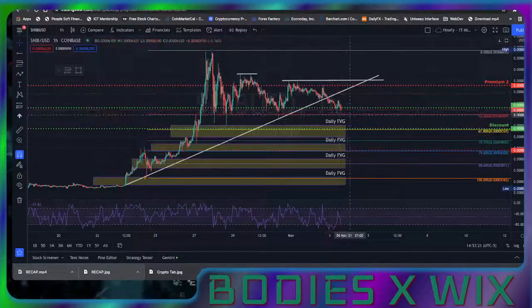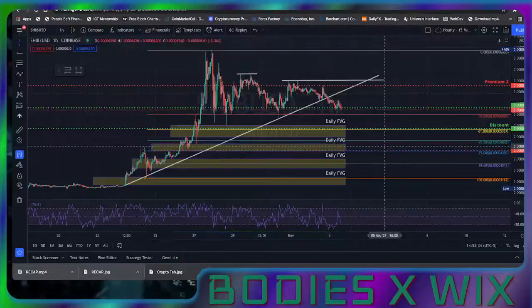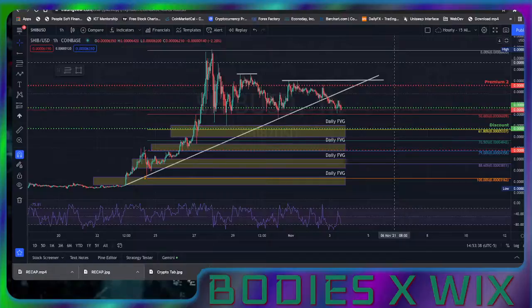So I'm waiting on SHIB to fall. I'm sorry, all you SHIB fans out there. I'm waiting on SHIB to fall till about, what is this, 0.4428, something like that, 0.440, somewhere around there.